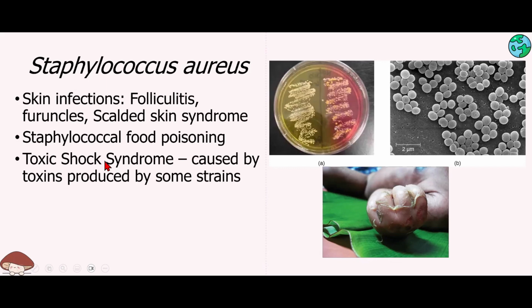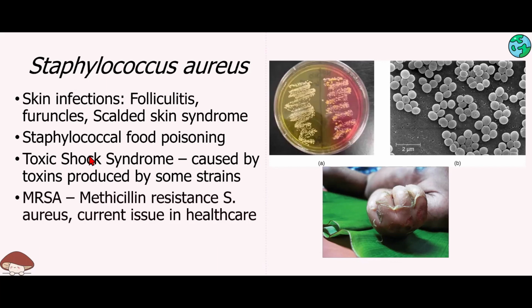This, by the way, is a secondary part of the infection. If you had scalded skin syndrome and the bacteria produce toxins which go into your bloodstream, then you would get toxic shock, right? Or if you had food poisoning with Staph aureus and it also produced toxins, then you would get toxic shock syndrome. So this is kind of like a secondary symptom. And then there's, of course, MRSA, which is an issue right now in the healthcare setting. MRSA is methicillin-resistant Staph aureus. It's a growing problem.